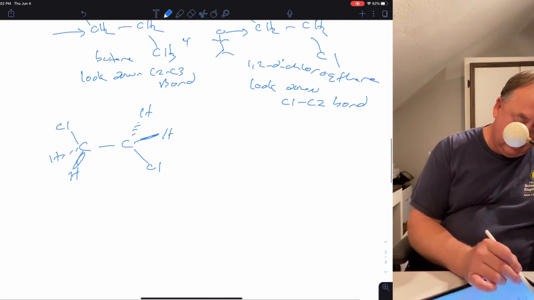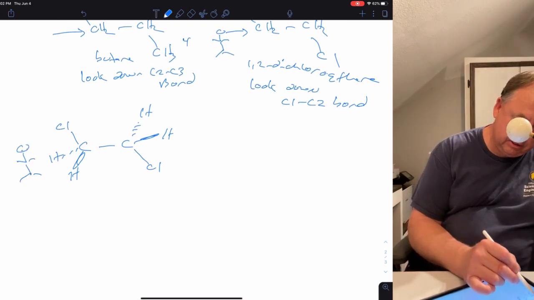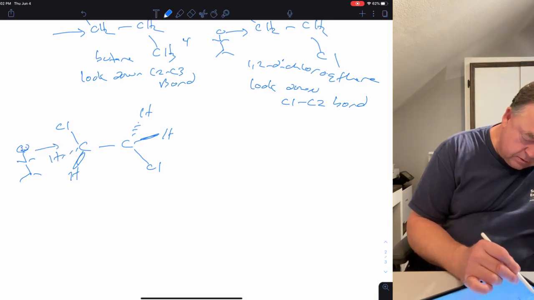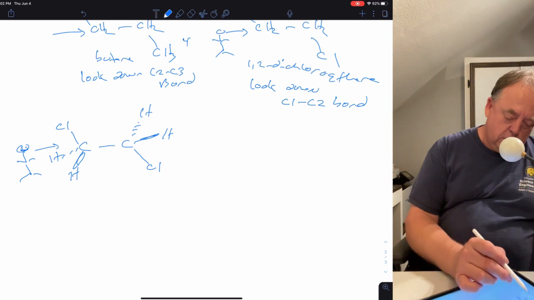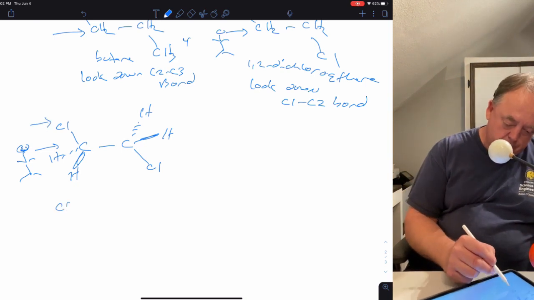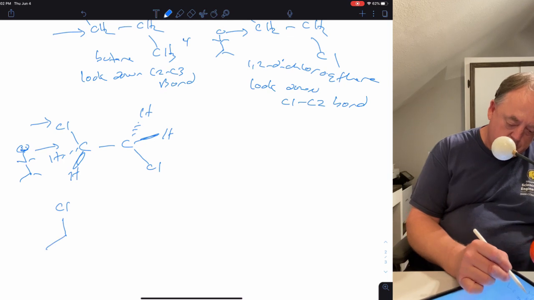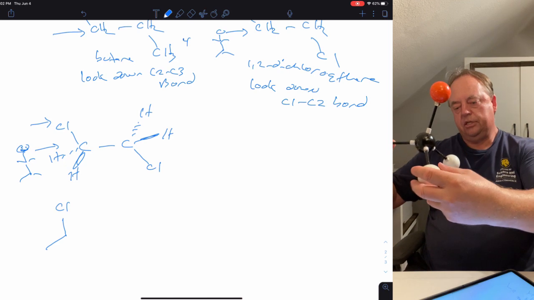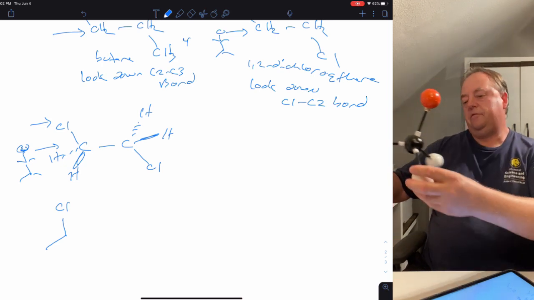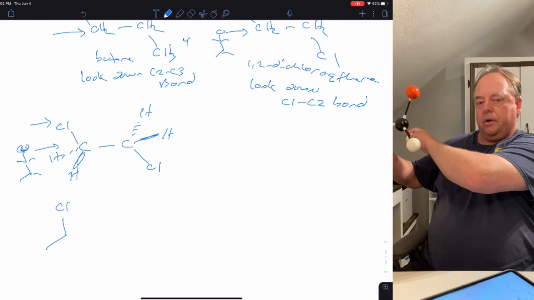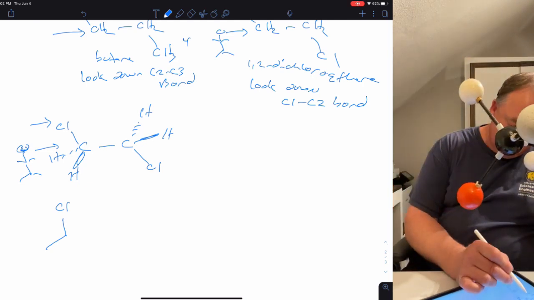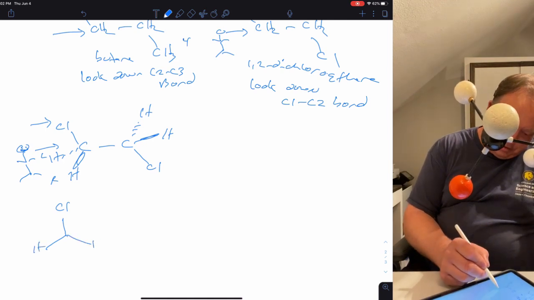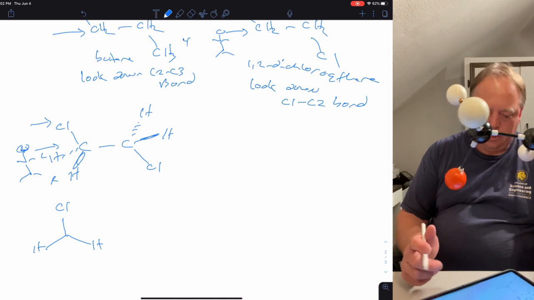Okay, so if we were standing over here and we drew a Newman projection, this chlorine is towards your head, so it's going to be on top. And this hydrogen, if you're standing here looking at it from this perspective, is on your left. It's on my left anyway, right? And this hydrogen's on my right. Not that it matters, because they're both hydrogens, you can't tell them apart.